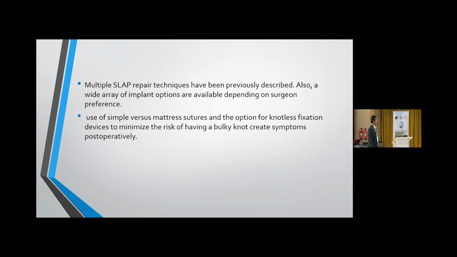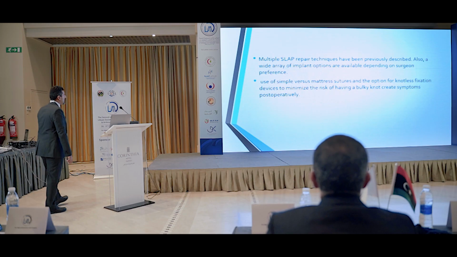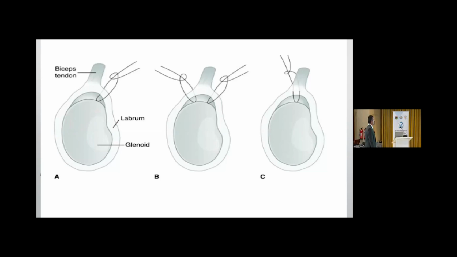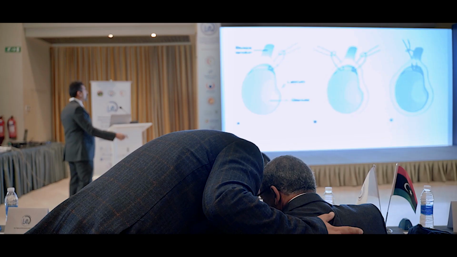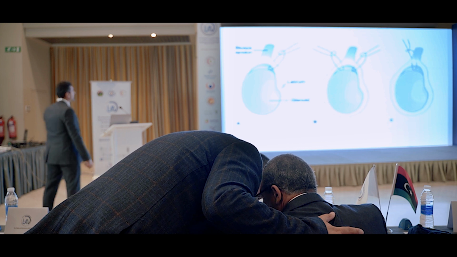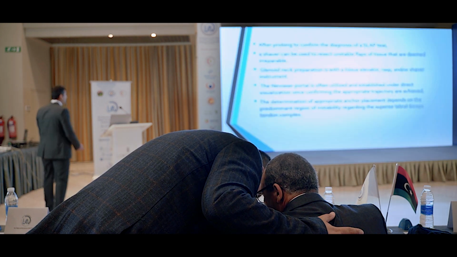Multiple SLAP repair techniques have been previously described. Also, a wide array of implant options are available depending on the surgeon's preference. Use of simple versus mattress sutures, and the option for knotless fixation devices to minimize the risk of bulky knots creating symptoms postoperatively. You can see here different types of fixation. You can fix from anterior, from posterior, from both sides, with simple or mattress sutures.